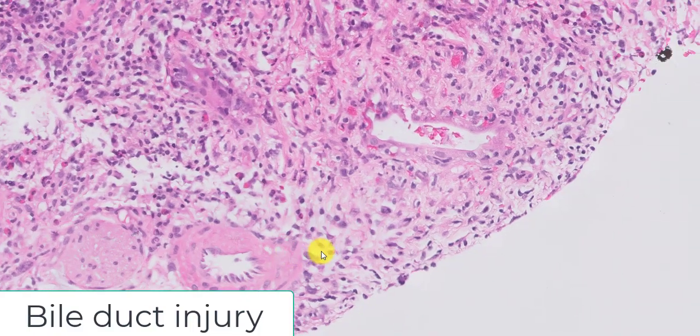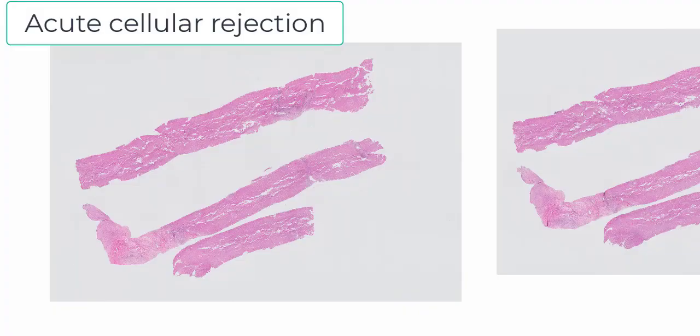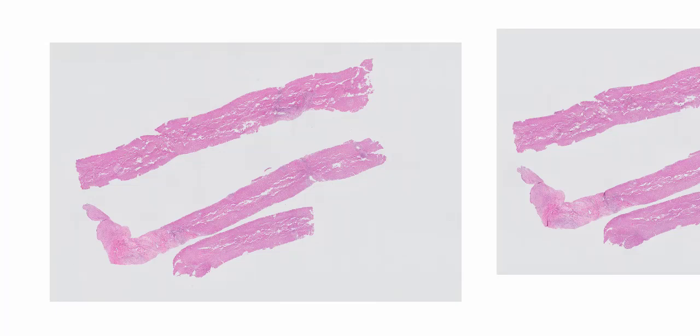There's the accompanying arteriole, and here's the damaged bile duct. There's loss of some of these ductal cells. There is clearly loss of a ductal cell here, eosinophilia of the ductal cell, some variation in nuclear size, all of which are features of bile duct injury. This is, of course, fairly classic for acute cellular rejection. It's a very severe form of rejection.